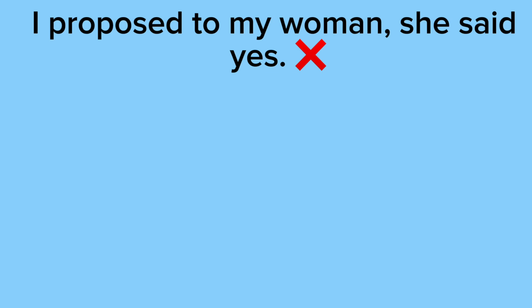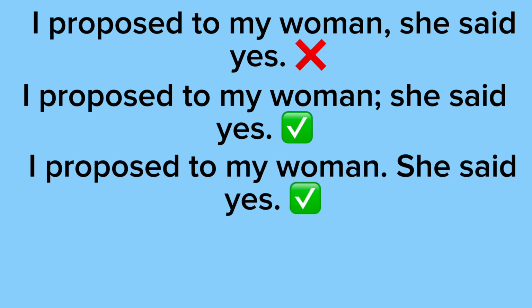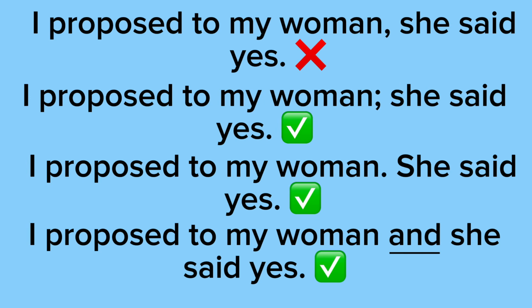So for our recap, in the sentence, I proposed to my woman, comma, she said yes, this is incorrect because there should be no short pause. It should be a full stop after woman. So in the example, I proposed to my woman; she said yes, this is correct because the semicolon is being used to separate 2 similar but different ideas. In the example, I proposed to my woman. She said yes. This is correct because the period is used to indicate a full stop. And in our last example, I proposed to my woman and she said yes. The conjunction and is being used to join words.